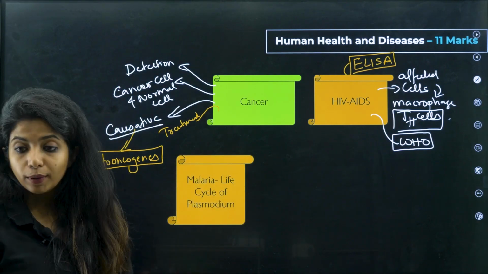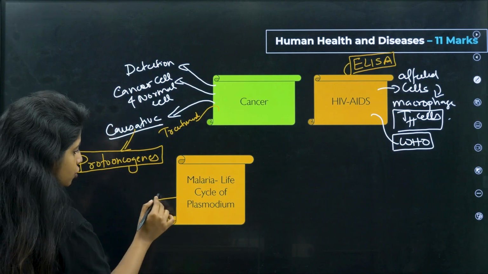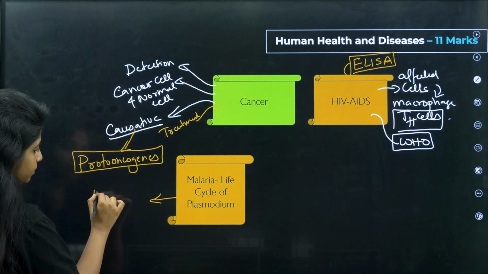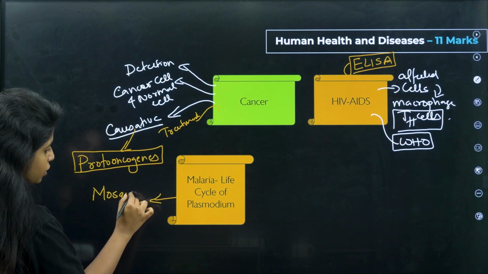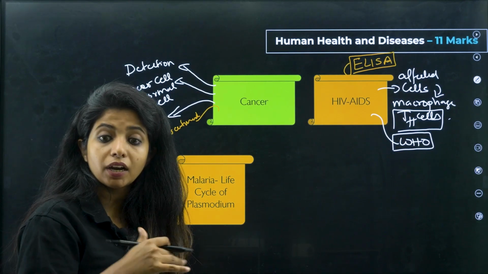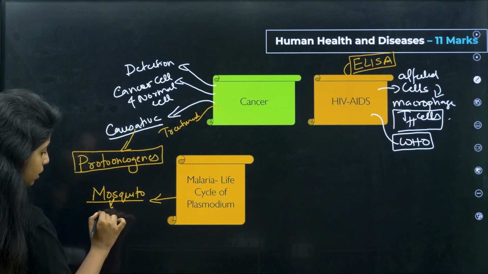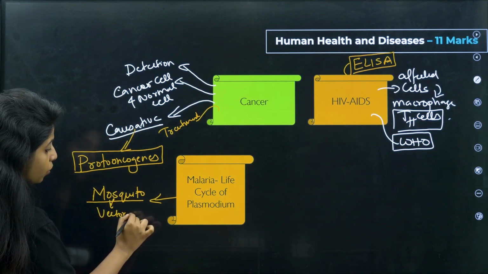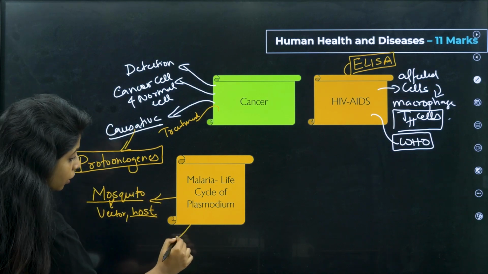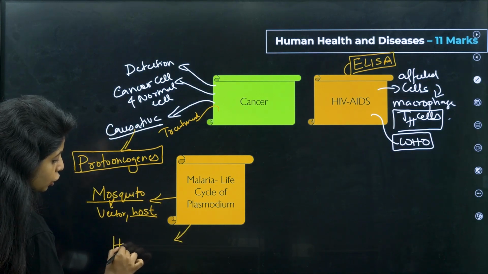Now going ahead, we have malaria, life cycle of Plasmodium, very much important. So you should be knowing what stage is spent in the mosquito's body. Mosquito is basically a vector and a host also. It is a vector, it carries the parasite, and it is a host also, because over here also Plasmodium spends a bit of its life cycle. And then you should know what stage it spends in human's body.